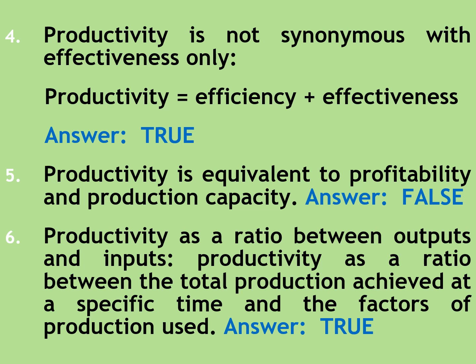Number 5: productivity is equivalent to profitability and production capacity. So here, as we said before, there is a confusion between the concept of productivity and some other concepts, like profitability and production capacity. So we must identify some of these mistakes faced by researchers and scholars.